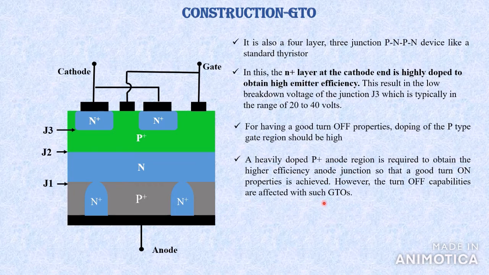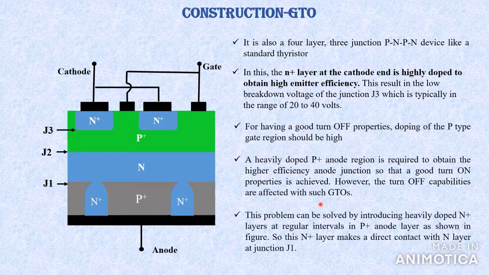In order to overcome this drawback, these two heavily doped N plus regions are placed inside this P plus region. These two N plus regions will directly come in contact with this junction, that is, they are in contact with the above N layer. As such, these two will form a short circuit. Hence, this structure is called a shorted GTO structure.